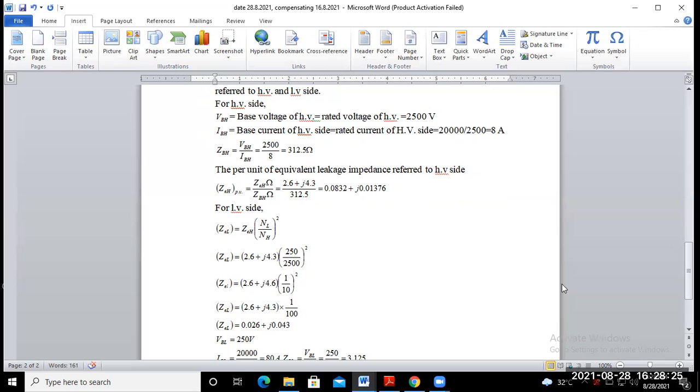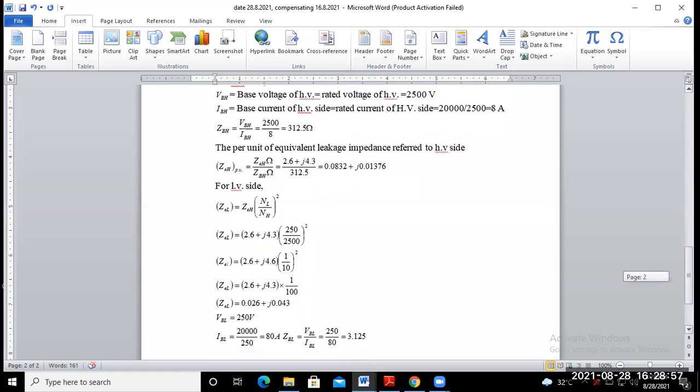Now you just find out the base current on the low voltage side. So what is the value of base current? Same formula we use here. Power is the same on the low voltage side and high voltage side, that is 20,000, divided by the base voltage on the low voltage side. 20,000 divided by 250 is almost equal to 80 ampere.